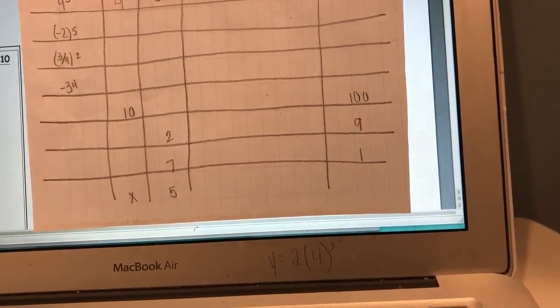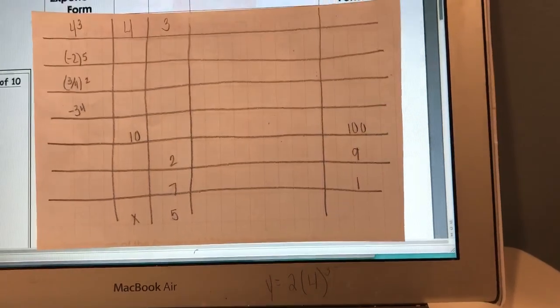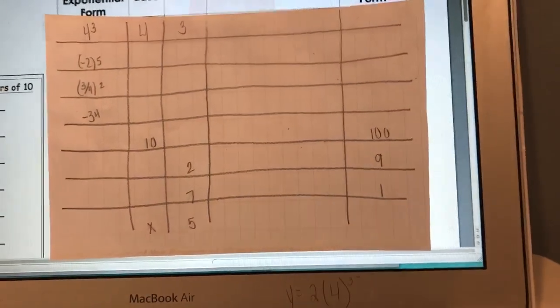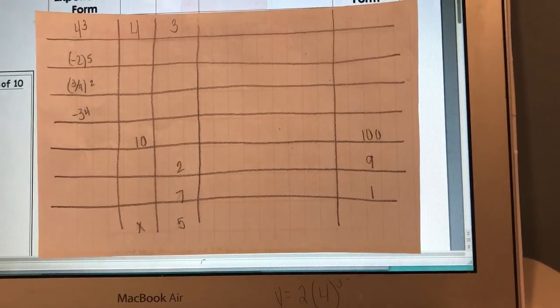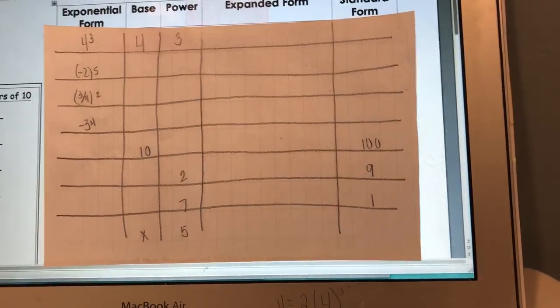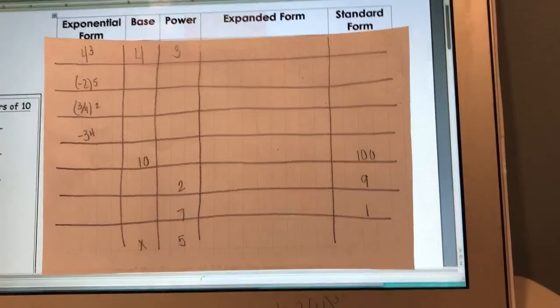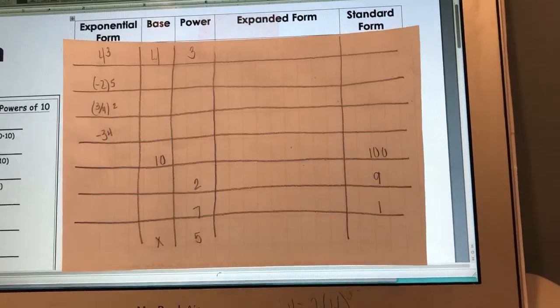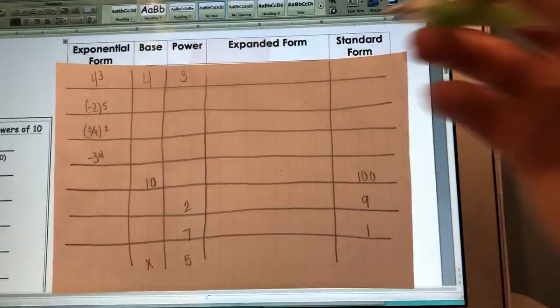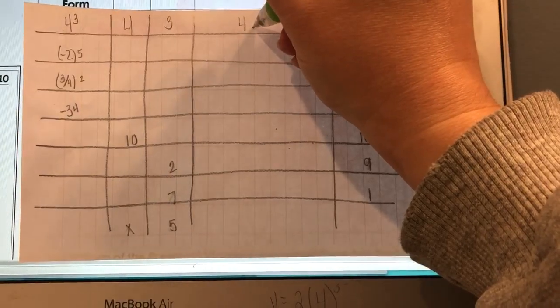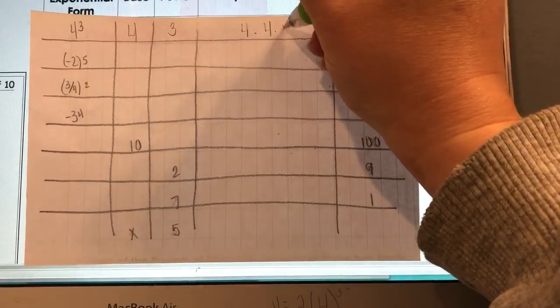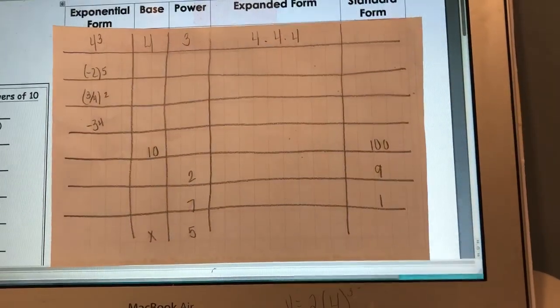Expanded form is a way that we're just going to write it out showing it in multiplication. So for example, 4 to the third. Don't make the mistake of doing 4 times 3. That's not what that means, and kids do it every year. It's 4 times 4 times 4. So 4 times itself 3 times. And we write that out like this, 4 times 4 times 4.